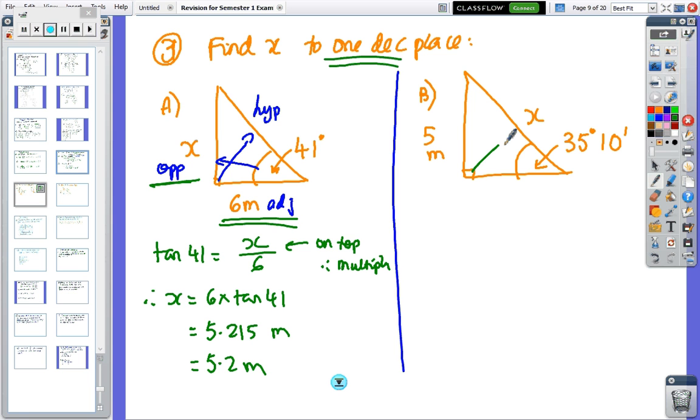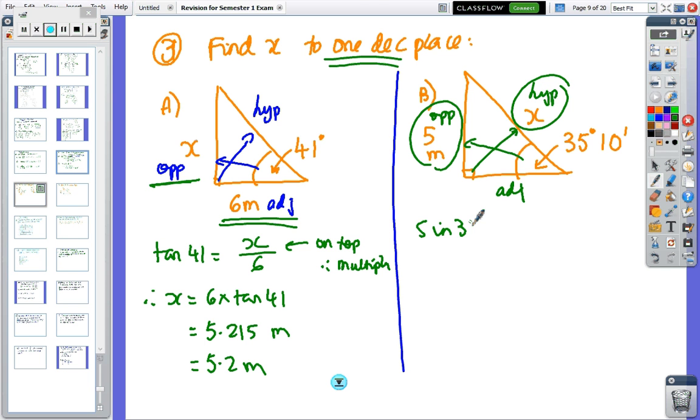Okay, label the sides. Hypotenuse, opposite the angle is the opposite, and the other side is the adjacent. So I've got opposite and hypotenuse, so I've got sine. So sine 35/10 equals opposite over hypotenuse. It's on the bottom, so therefore we have to divide.